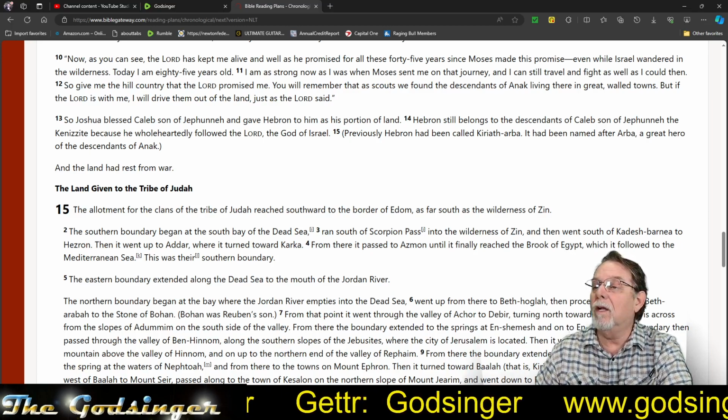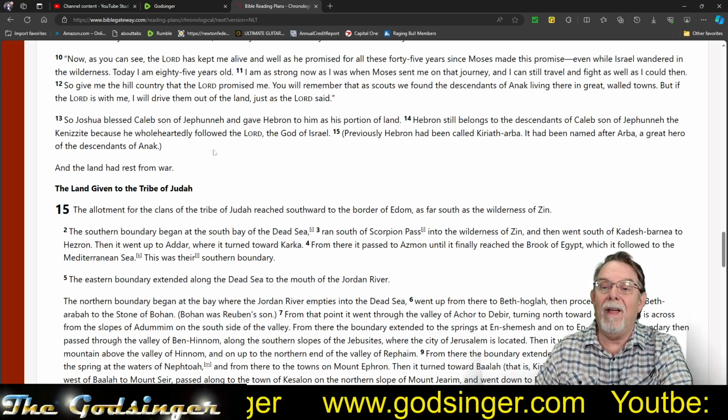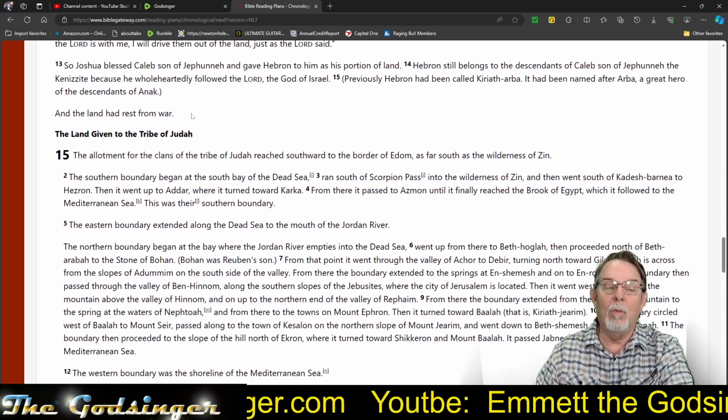Previously, Hebron had been called Kiriath-arba, named after Arba, a great hero of the descendants of Anak. And the land had rest from war.